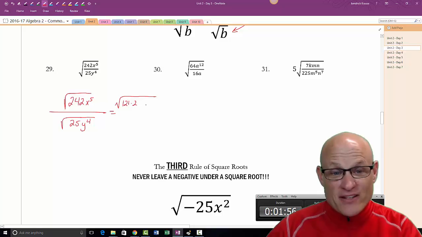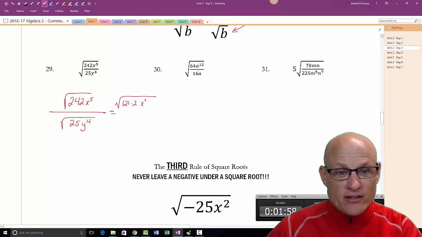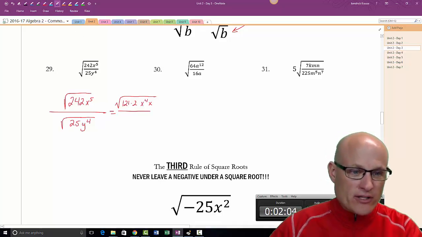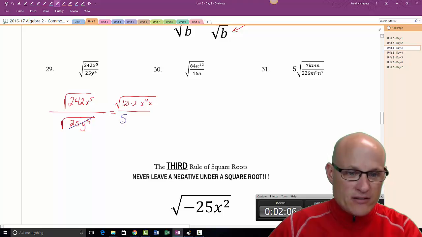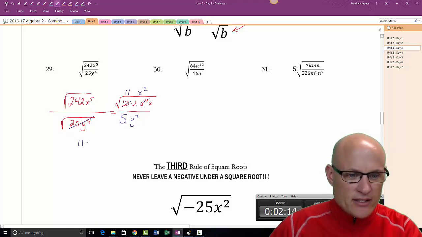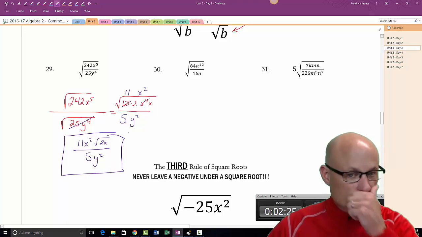Now x to the 5th is odd, so we're going to write it as an even and just a plain old 1. And that's a perfect square. That's all perfect squares. I can just deal with that one right there. That's 5y squared. All right, let's take care of the numerator. This is 11, and this is x squared. So I get 11x squared, square roots of 2x, all over 5y squared. Done.